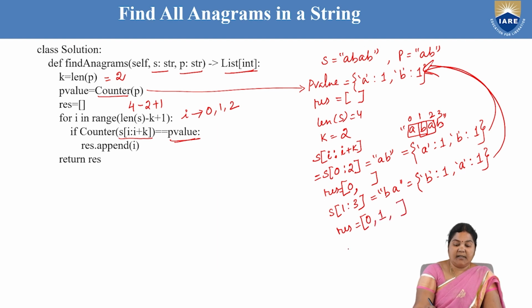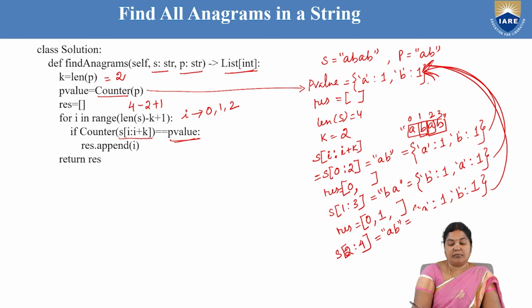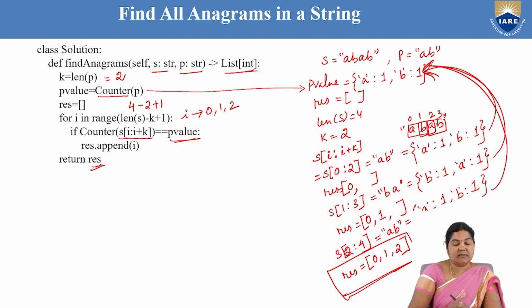Next time, S is from 2 to 4. So the third substring is again AB. If you convert it into a dictionary, A is one time and B is one time. Is it the same as the p value? Yes, it is the same. If it is the same, then you append the index. The starting index is 2, so you append it to the result. So finally, this is my output. Finally, return the result. This is my output.